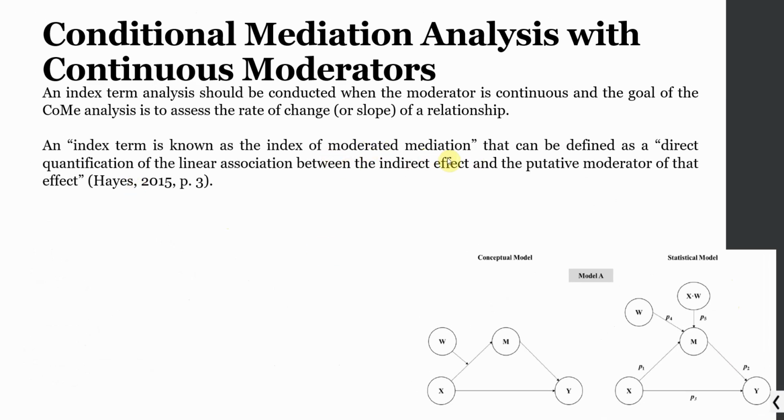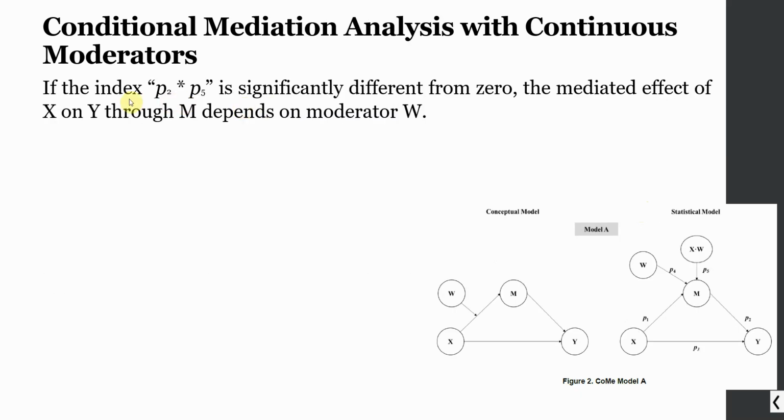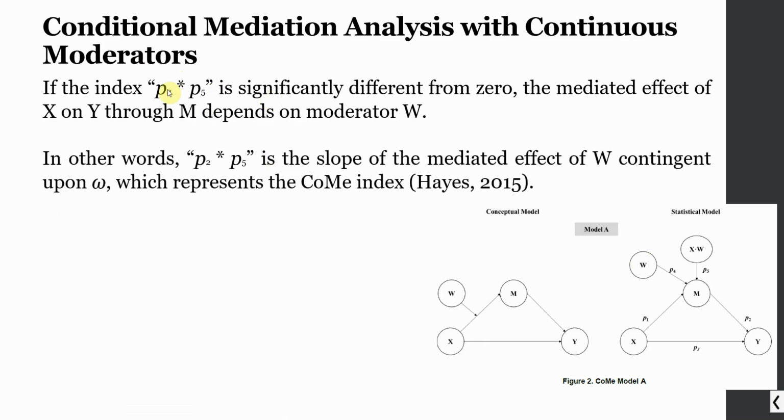And again, the index of moderated mediation is used or calculated to assess the significance of the indirect effect in the presence of the moderator. The formula, so the index of moderated mediation in this case, is already provided. For this type of model, it's already provided by SmartPLS4. For other types of models, you will have to calculate the index of moderated mediation. In this case, it's P2, P5.